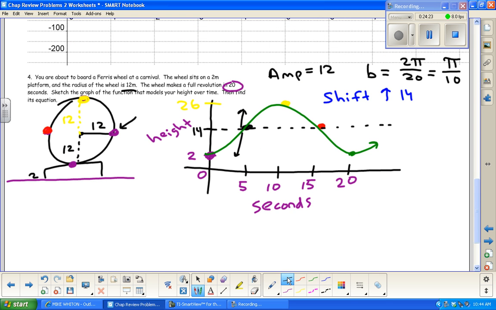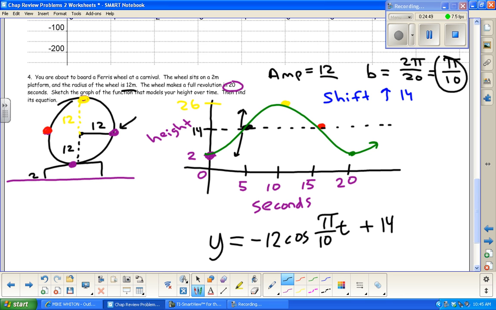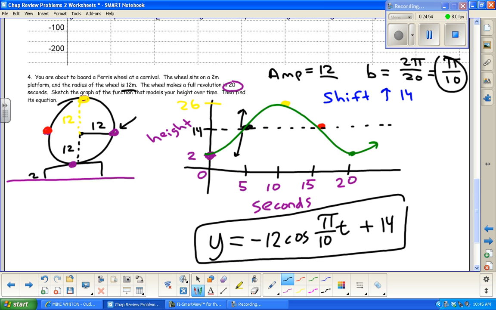So this one's going to be y equals, and any problem like this is actually a negative cosine curve because it starts at the bottom and then goes up, up, down, down. So it's a negative cosine. The amplitude was 12. The b value was pi over 10. Then we throw our variable in, t, and then throw the shift on there, plus 14. There's the equation. You can check it out, make sure you're in radians, and the table should match up with what we have there.